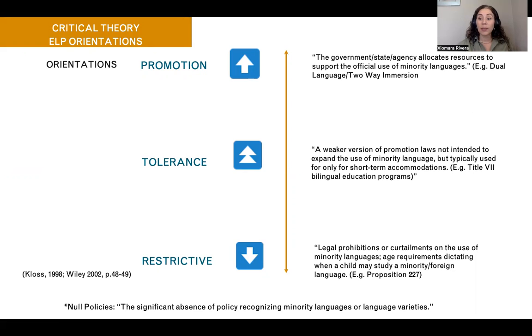In addition, this particular study looks at null policies, especially at the beginning of the study, in order to investigate the significant absence of policy recognizing languages or language varieties. And this is key because while a null policy does give space for positive opportunities for an implicit promotion orientation, it does also give space for alternative orientations that are much more implicit. And so it's important to not only recognize the explicit educational language policies, but also start to question the implicit educational language policies.